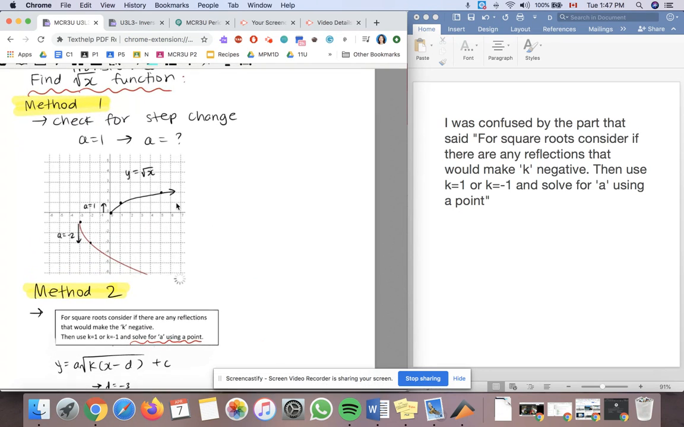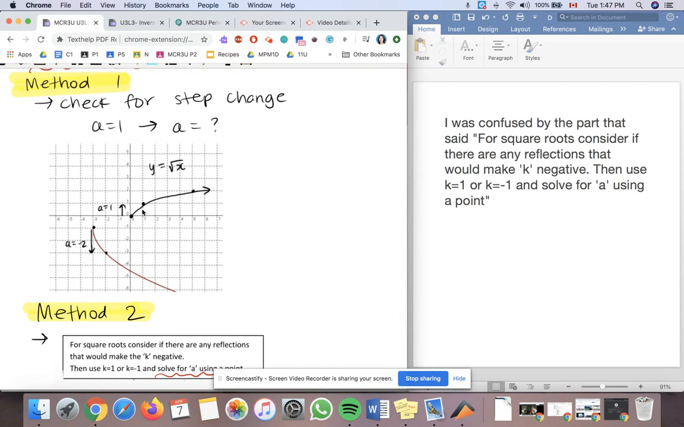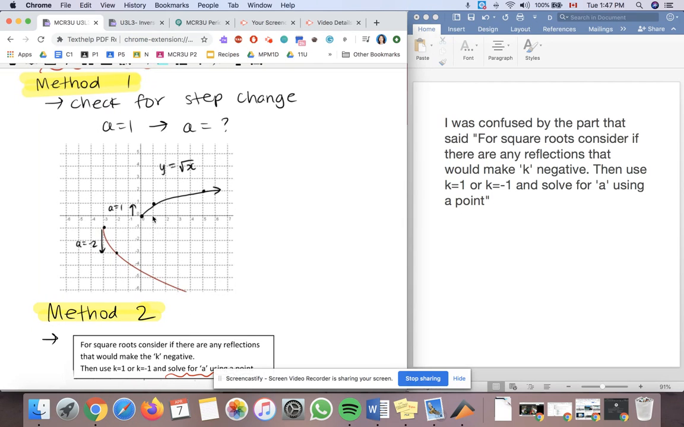One easy way is to look at the step that has changed between the original parent function and the transformed function. The original goes up by a equals 1, but the red transformed function goes down by -2. So more accurately, there's a reflection along the x-axis, and that's why there's a negative, and there's a vertical stretch by 2, and therefore a is equal to -2.